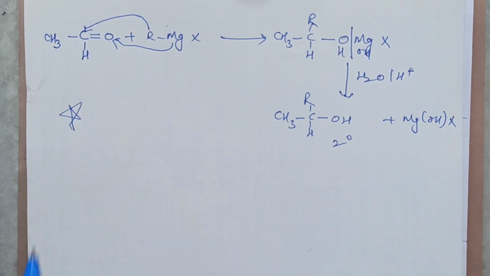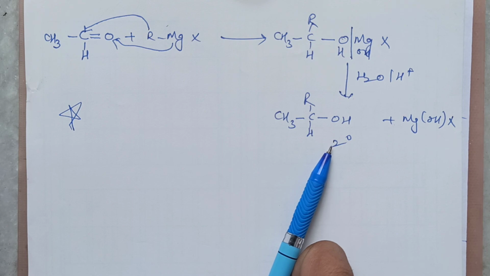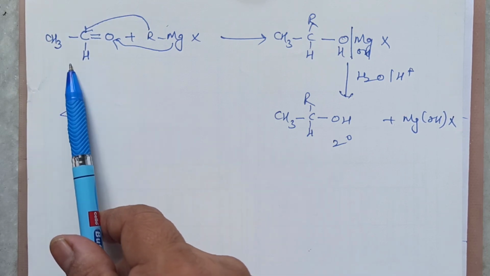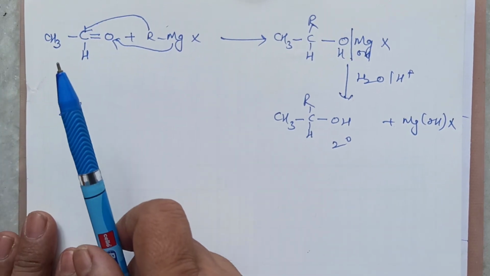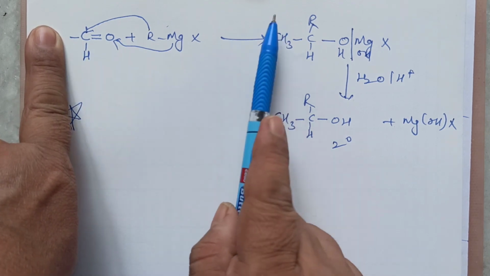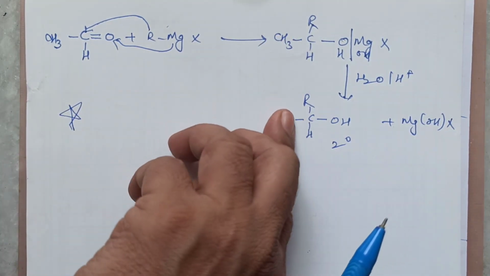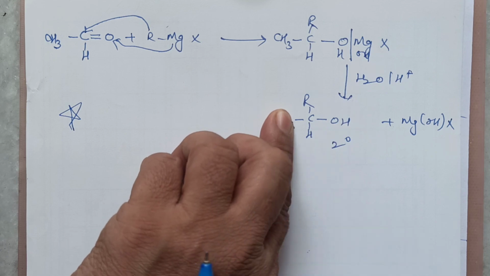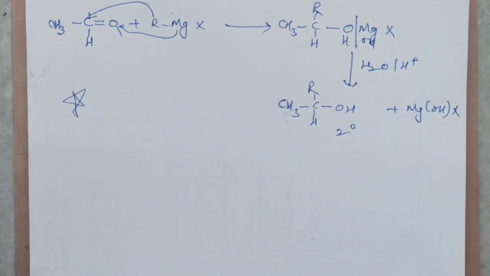This is again very, very important. If you want to prepare 2 degree alcohol, you have to take any other aldehyde. Because if this was H, this will be H, this also will be H. That means you will get RCH2OH, and in that case you are getting 1 degree alcohol.